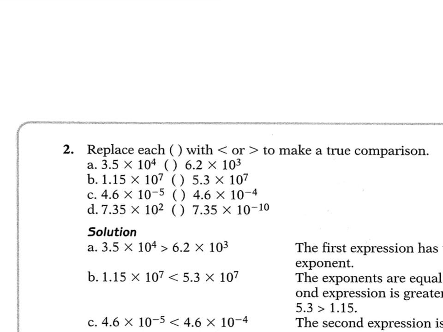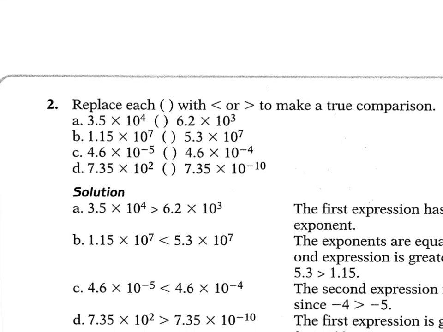For 2, it tells us to replace each set of parentheses with less than, or greater than, to make a true comparison. For A, we have 3.5 times 10 to the 4th power and 6.2 times 10 to the 3rd power. Well, think about this. 3.5 times 10 to the 4th power is 3, then 5 would be 1, 2, 3, 4. Then the 6.2 times 10 to the 3rd power would be 6, then 2 is 1, 2, 3. So the number that is greater is the one that has the greater place values, so the 3.5 times 10 to the 4th power.